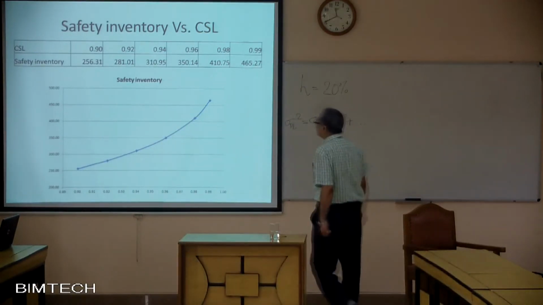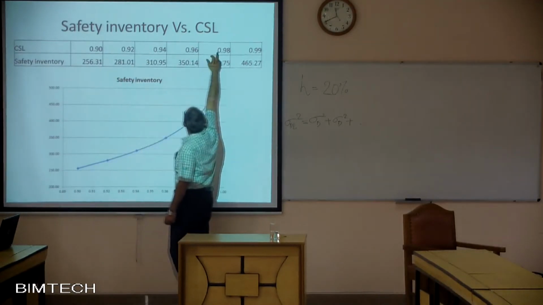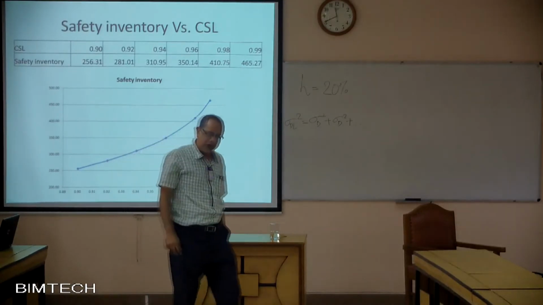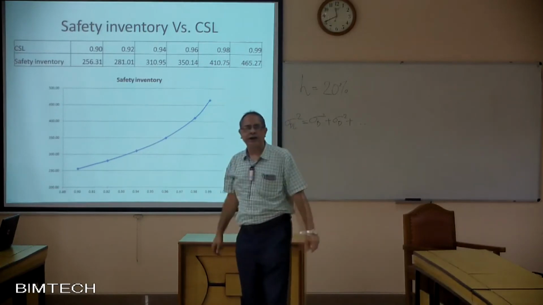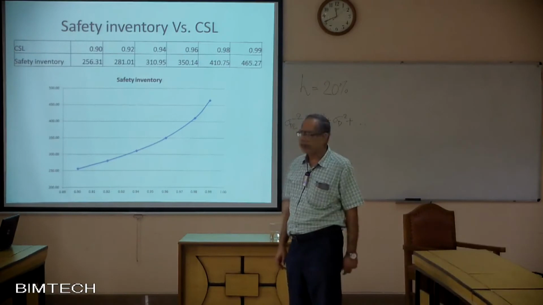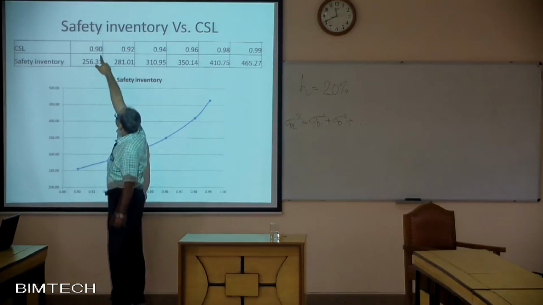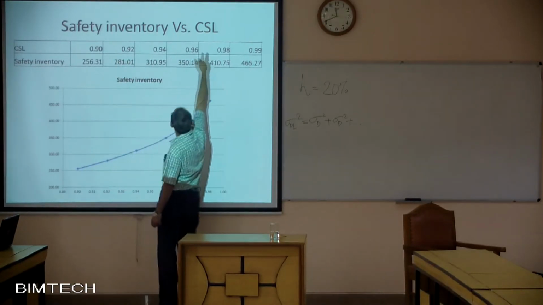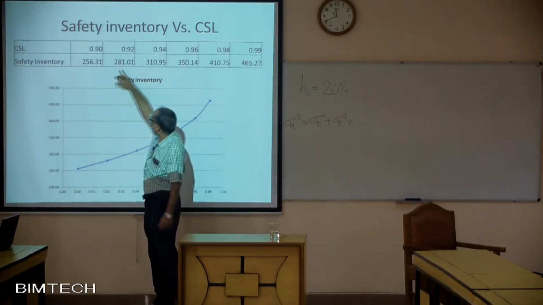Safety inventory versus CSL is something that I did. I calculated for different values of CSL. I assumed some sigma D and L: a sigma D of 100 units and a lead time of 4 periods. Different CSL values will give me different Z alpha. I can calculate Z alpha here, Z alpha here, and so on. Then, using Z alpha and sigma D and root L, I calculate the safety inventory. These are the values here.